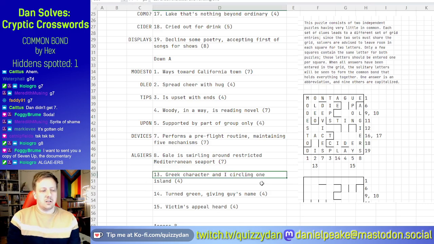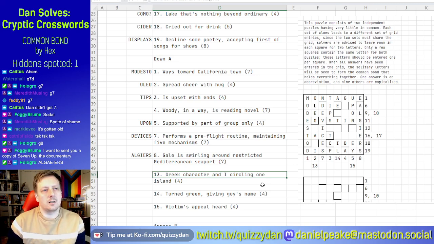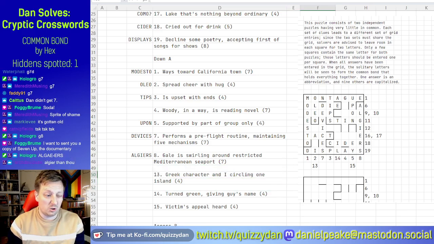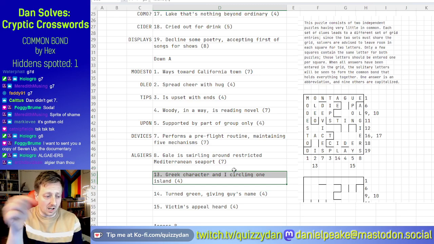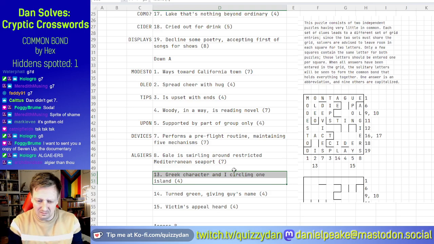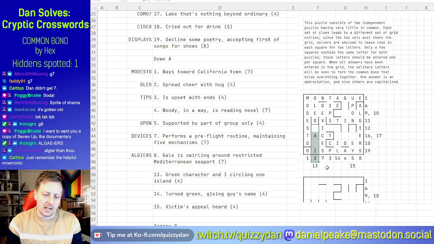Greek character and I circling one island. Greek character and I circling one island. Okay, so I need a 2-letter Greek character maybe, and then the letter I, and another I is going to go in it. 13, let's have a look. Okay.